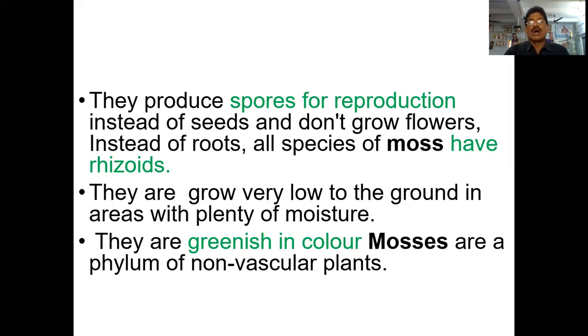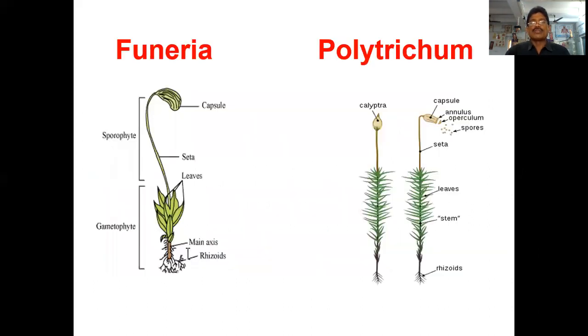Instead of roots, all species of moss have rhizoids. They are small hair-like structures. They grow very low on the ground in areas with plenty of moisture. They are greenish in color. Mosses are a phylum of non-vascular plants. So we see examples of moss plants: one is Funaria, another is Polytrichum.